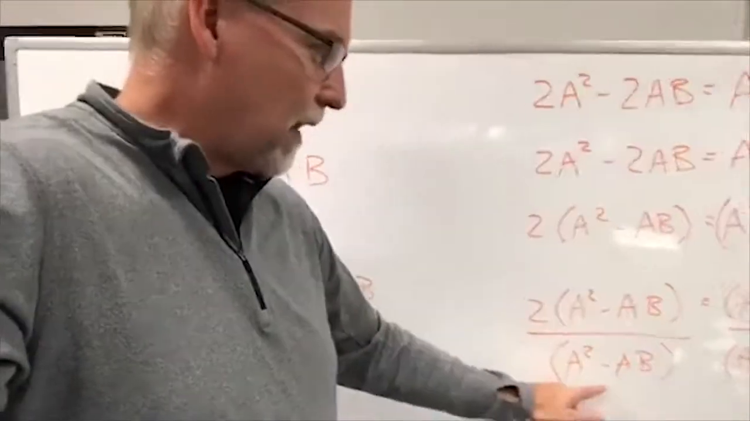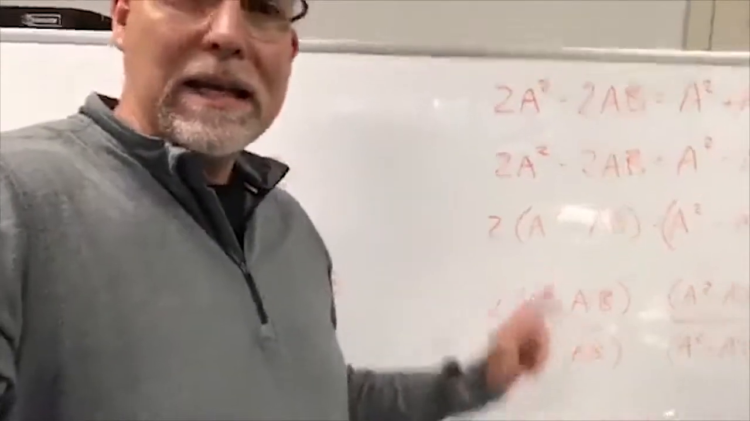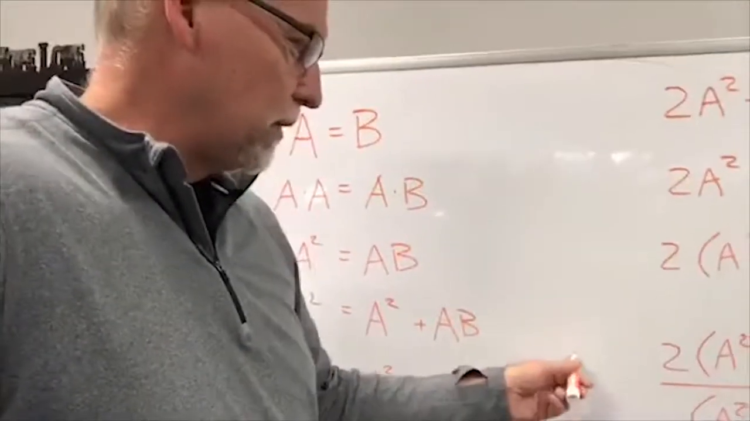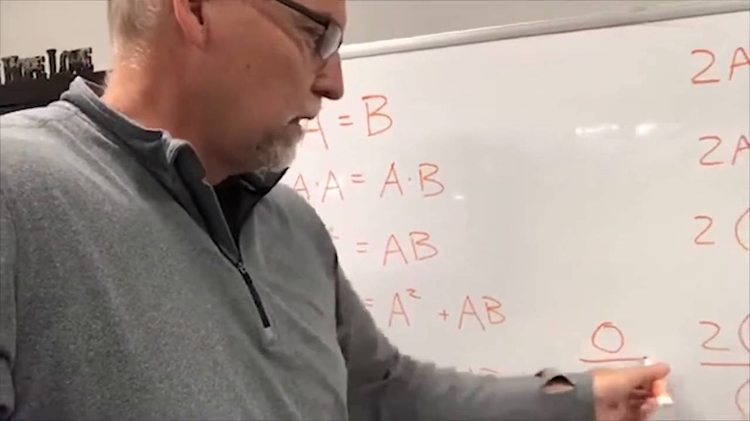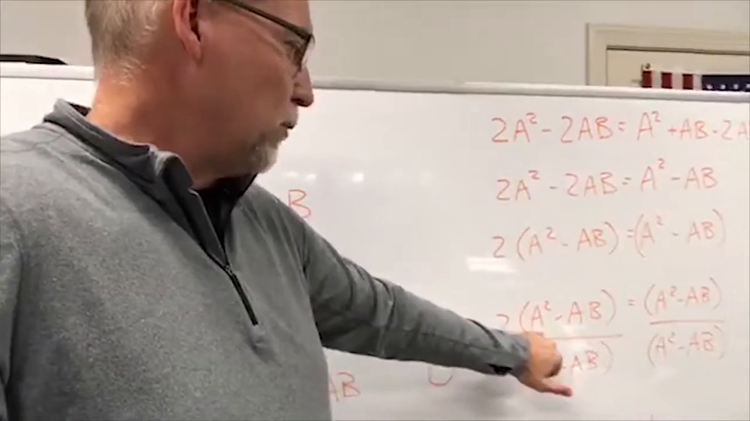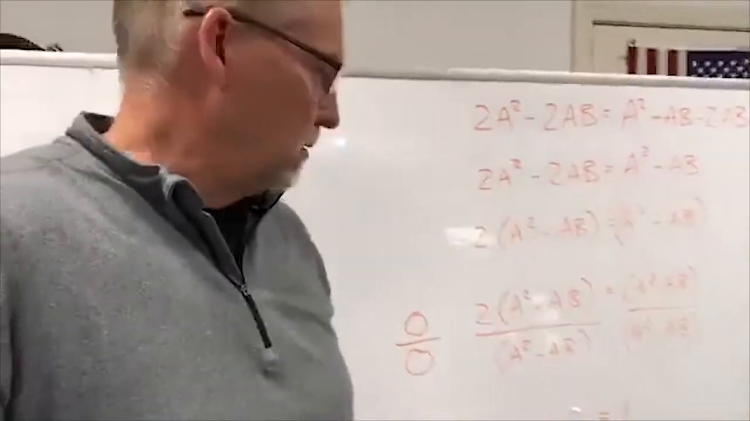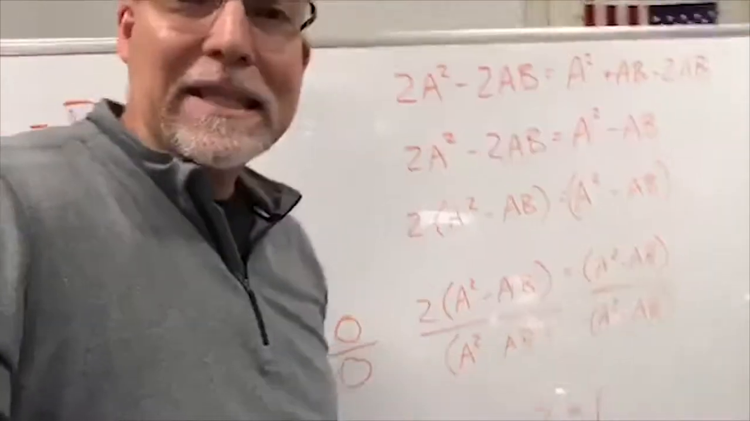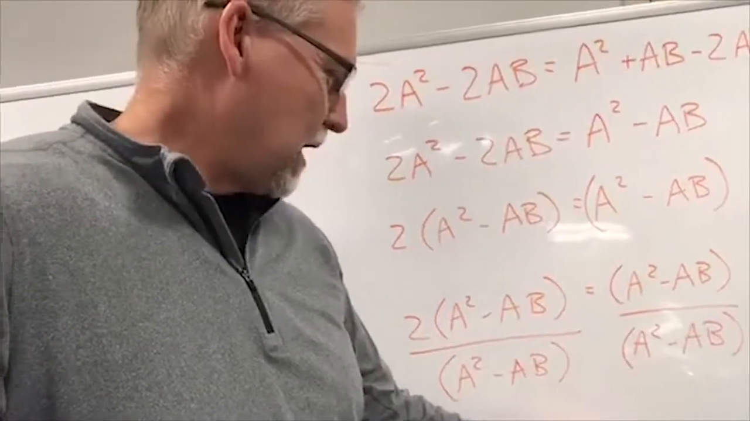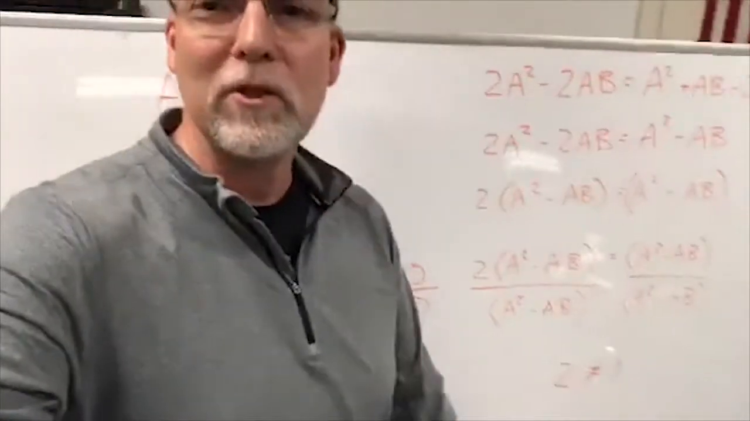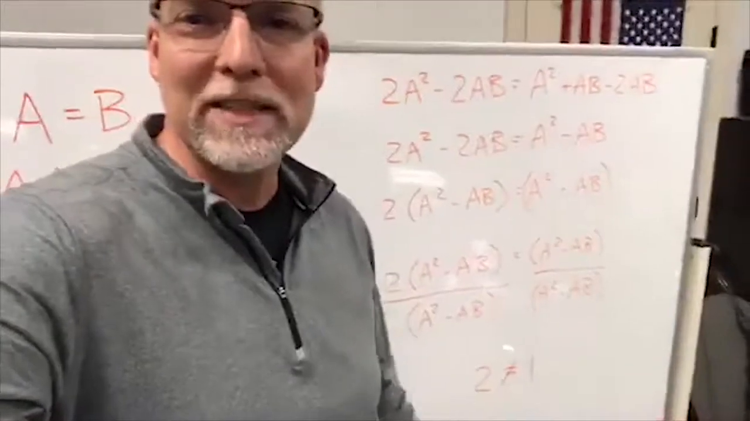Because I can divide both sides by this unless the denominator, what's on the bottom, is 0. So what I actually did right there is I took 0 divided by 0, because you've got to remember the very first step: A is equal to B. So if A is equal to B, then A squared minus AB is 0. I got 0 on the top, I got 0 on the bottom. That is undefined. 0 divided by 0 is not allowed, undefined. Therefore, 2 is not equal to 1, and we just saved the world and amazed your friends at the same time.